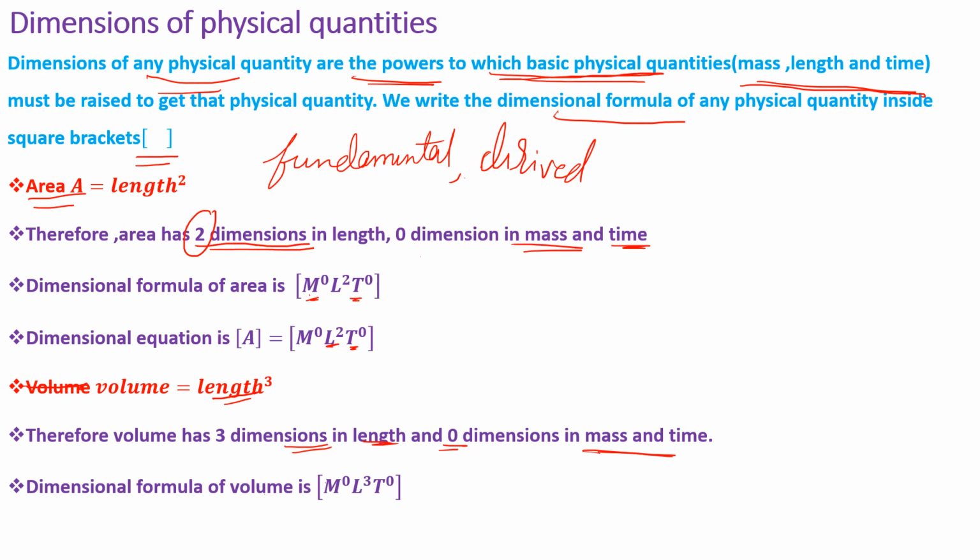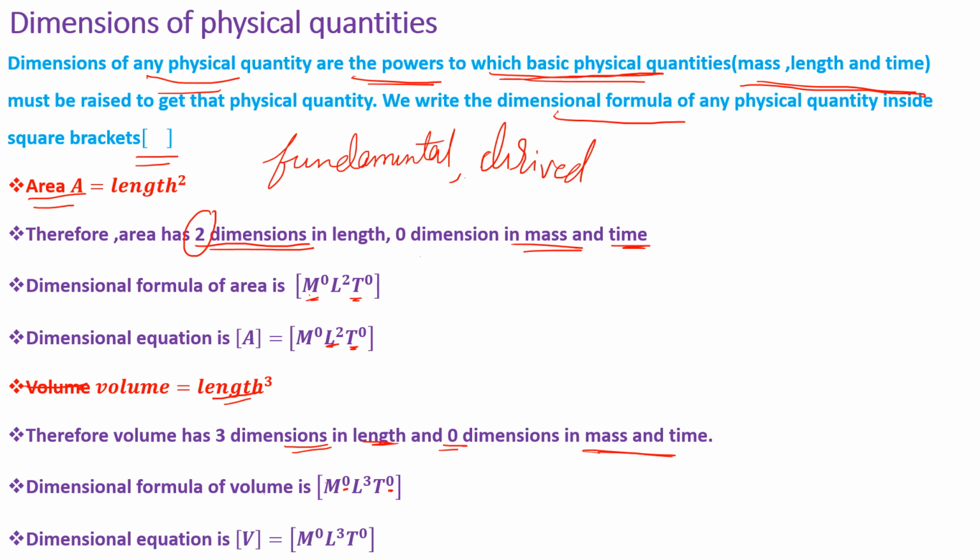Then we shall discuss the dimensional formula of volume. How to write it: m to the power 0, L cube and t to the power 0. This is how to write the dimensional formula of volume. So no need to raise the power of m and t. That is why we write 0 in m as well as t. But L we have to raise to the power 3 in order to get volume. That is why the dimensional formula of volume is m to the power 0, L cube and t to the power 0.